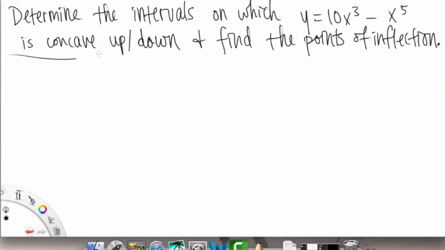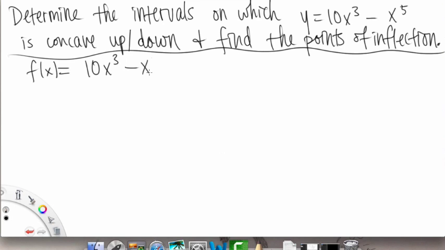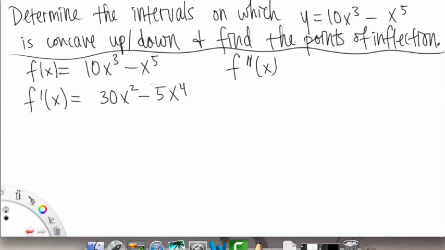So here our given function is f of x, also known as y. So f of x is equal to 10x to the third minus x to the fifth. Concavity and points of inflection both have to do with the f double prime of x, so let's find that first. We have f prime of x is 30x squared minus 5x to the fourth, and if we derive once more, f double prime of x is equal to 60x minus 20x to the third.